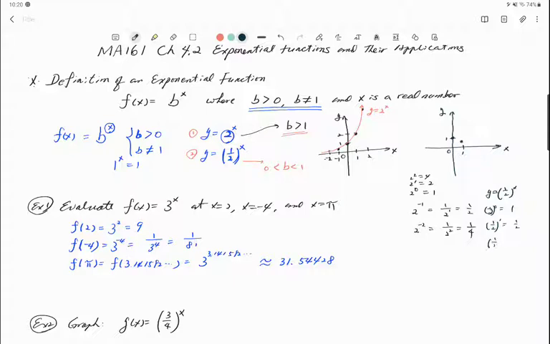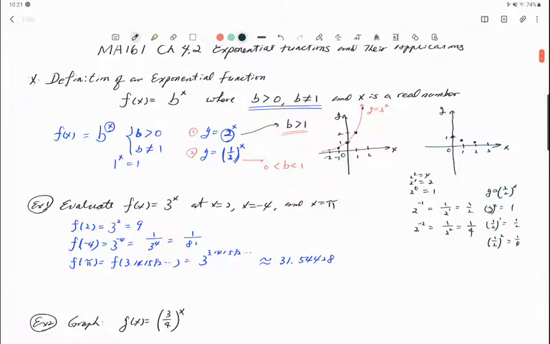Let's try one more. 1 half squared. If x equals 2, then it is 1 over 4. So as you go 1 unit to the right, the y value is half the previous one. Half the previous one.